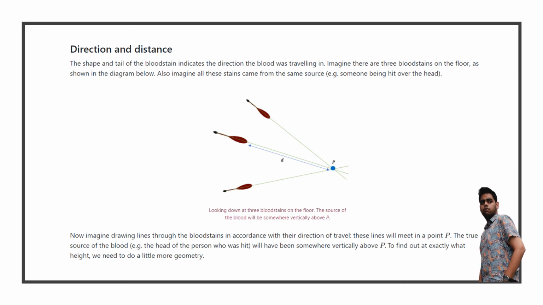These lines will meet at a point P, the true source of the blood. The head of the person who was hit will have been somewhere vertically above P. To find out at exactly what height, we need to do a little more geometry.